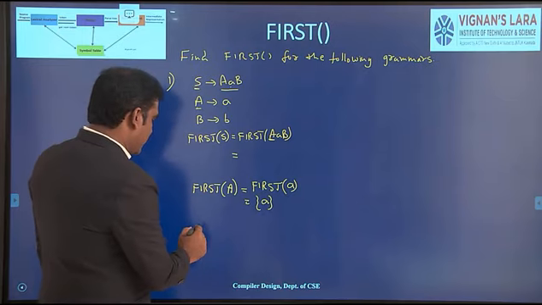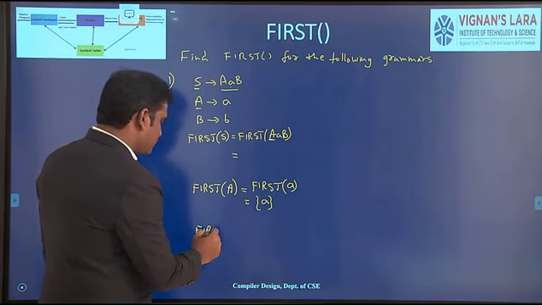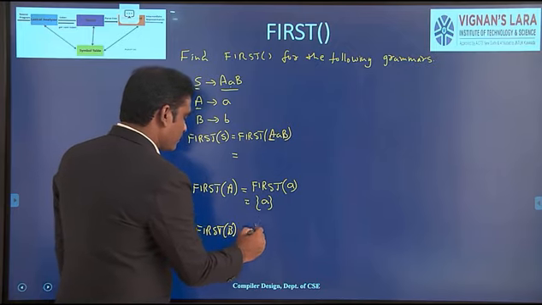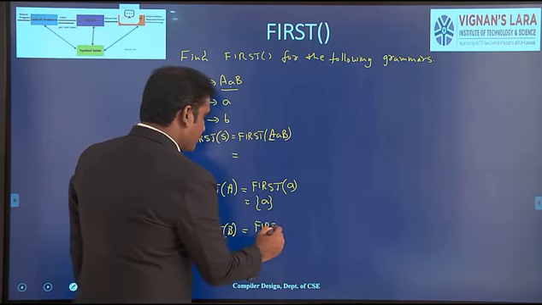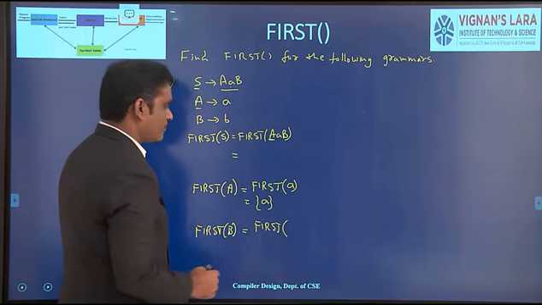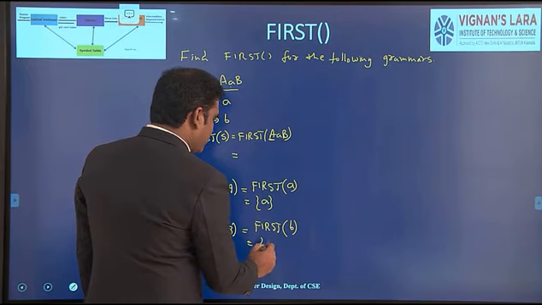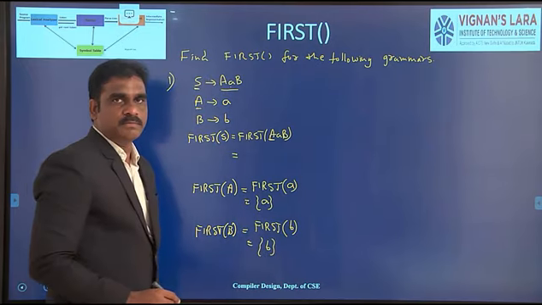The same way calculate first of B also. So first of B equal to again first of first symbol b. Again b is a terminal symbol. So the result is b only.